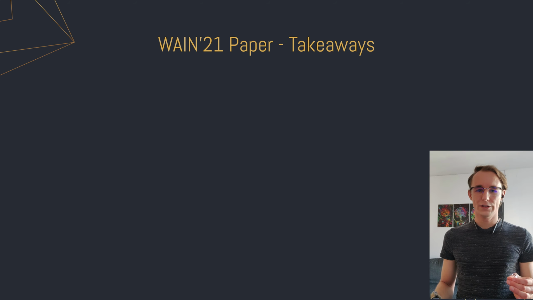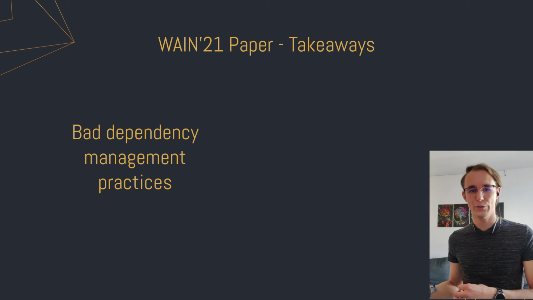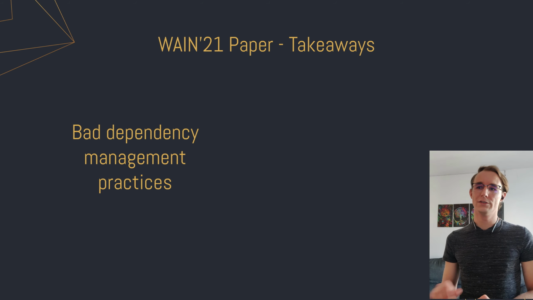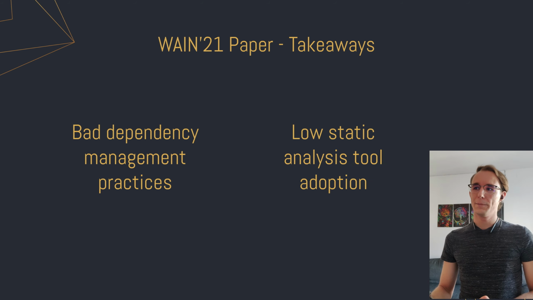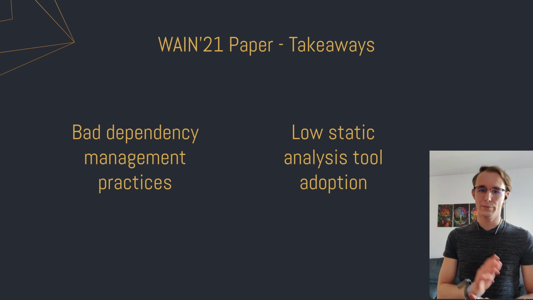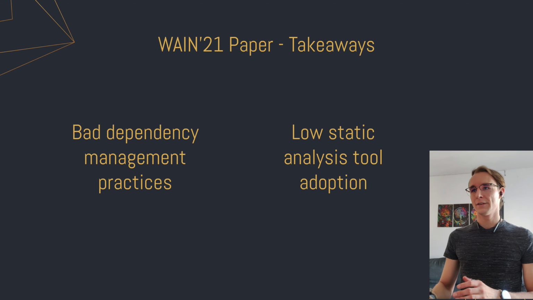So the main takeaways from that paper were that in these open source projects there were bad dependency management practices. You had to manually edit some of the requirements files in the repositories of these projects so that we could even install these code dependencies. And we also found low static analysis tool adoption. There was almost no configuration for linters such as PyLint or Black or MyPy in any of these repositories.